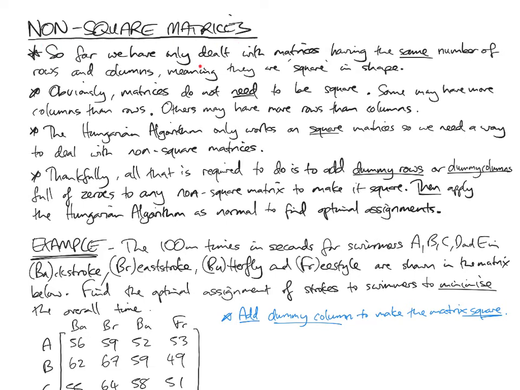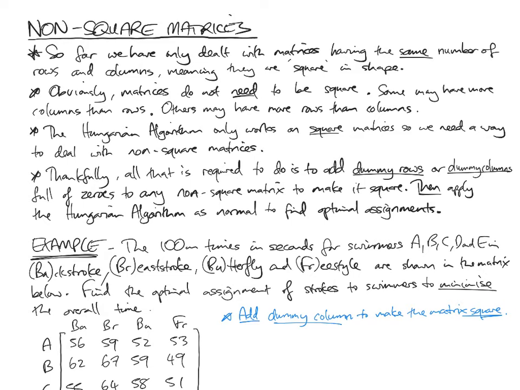So far we've only been dealing with matrices that have the same number of rows and columns, meaning they're square in shape. Obviously matrices do not need to be square. Some may have more columns than rows, others may have more rows than columns, so they could be rectangular. The Hungarian algorithm only works on square matrices, so we need a way to deal with non-square matrices.